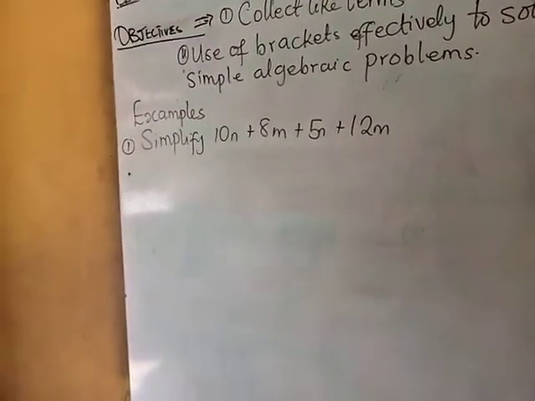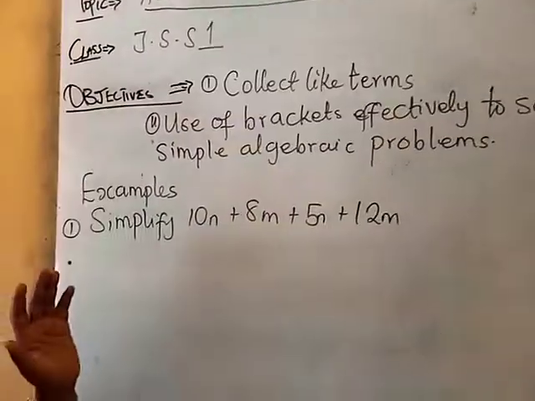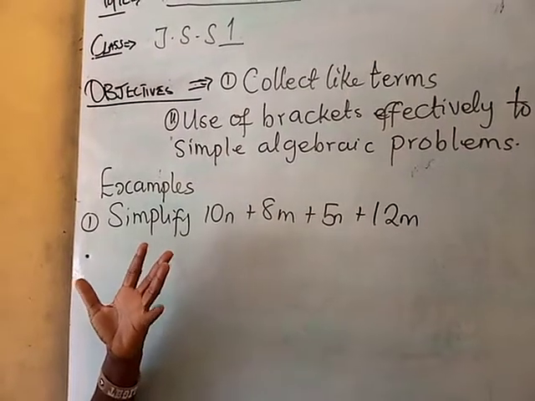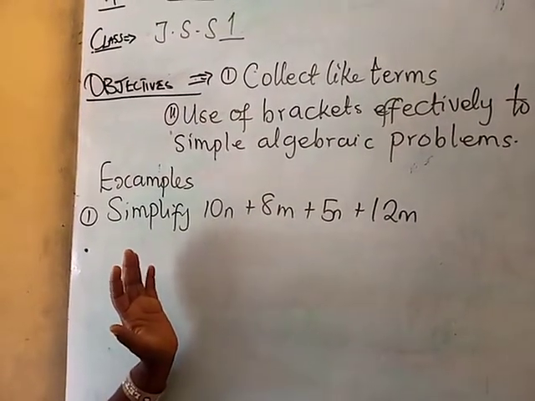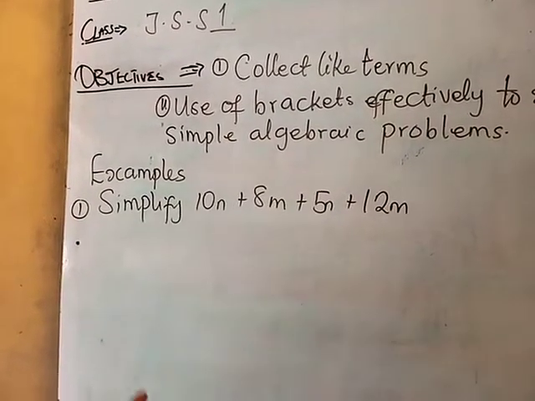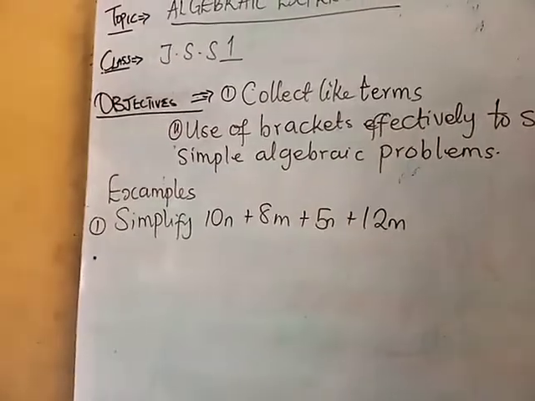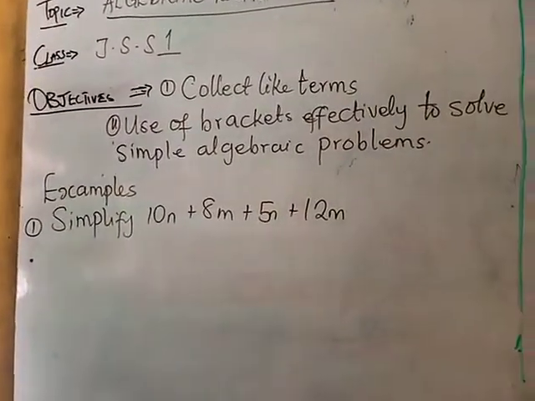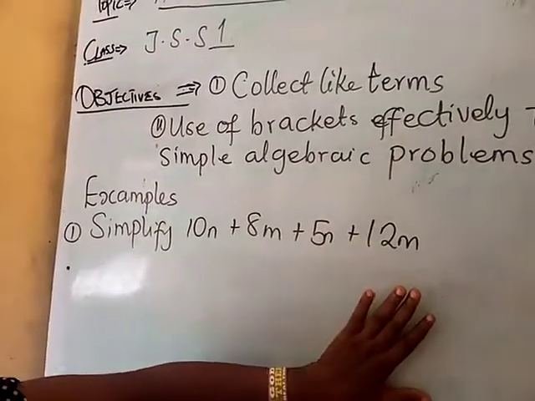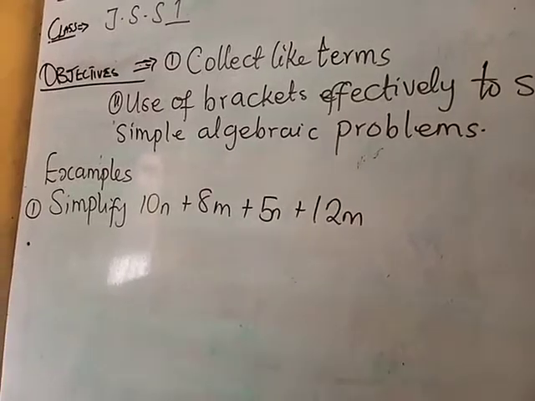Now, to start with, we have an example to give, and we ask, what is an algebraic expression itself? Algebraic expression is a representation of numbers with alphabets. So alphabets and numbers can be put together to form an algebraic expression. To give an example on how to collect like terms, when you have a problem on algebraic expression and how to solve the problems given.